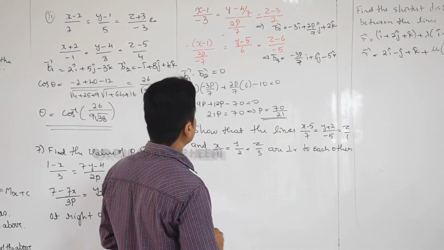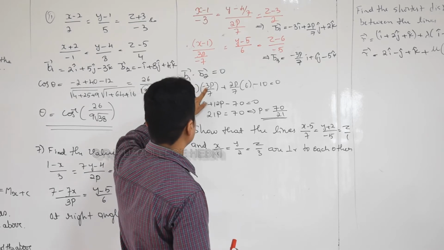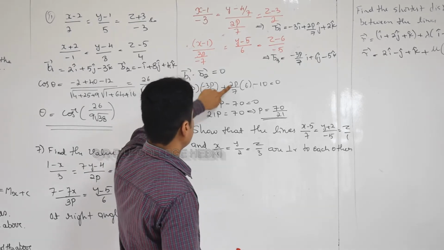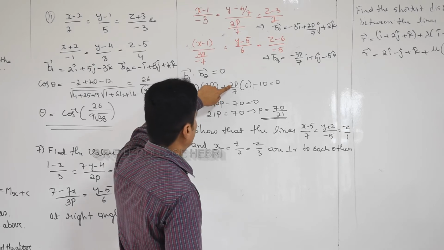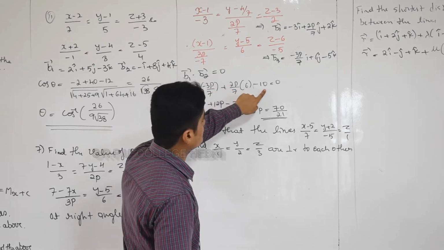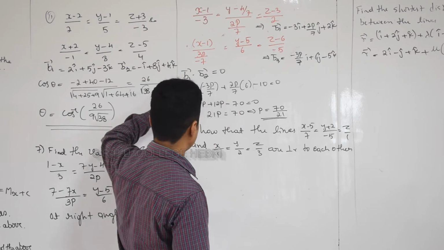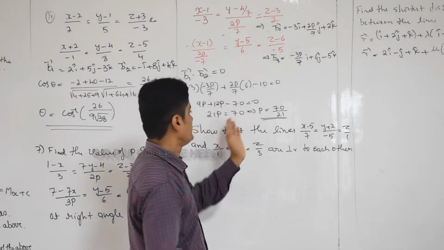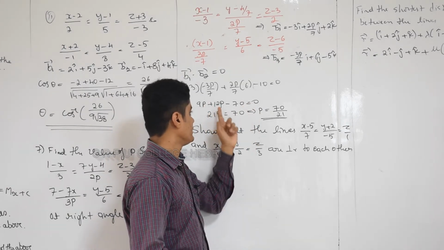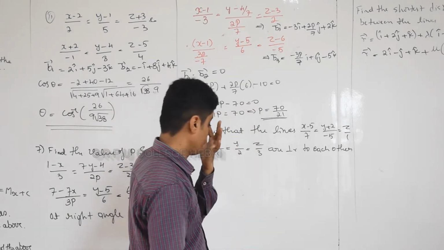Minus 3 into minus 3 is 9p. Here you will get 6 into 2, which is 12p minus 10. Taking the LCM 7, this gets multiplied here, and 12p times 7 gives 70. Then you take 9p plus 12p, which is 21p, so the p value is 70 by 21.